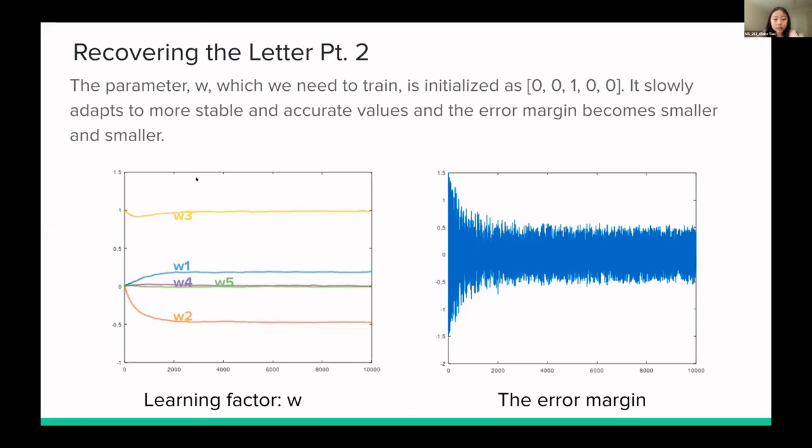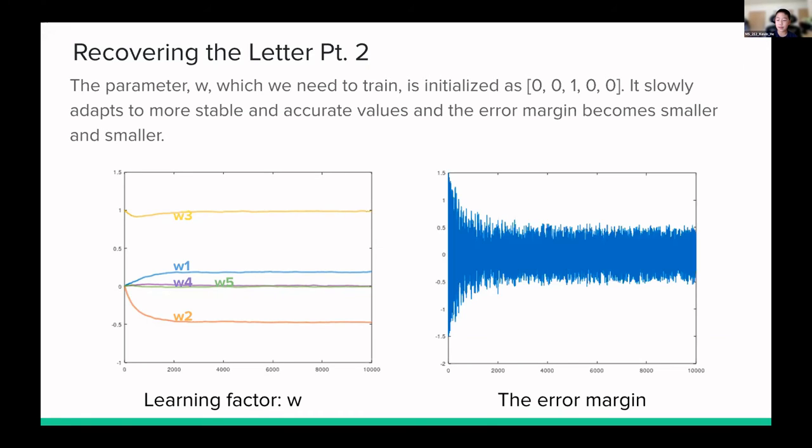Here we have a data set composed of original and twisted messages. We trained our weights on this data set using the machine learning technique gradient descent. Our weights are initialized as 0, 0, 1, 0, 0. We compared our output M with the original message and adjusted the weights accordingly.